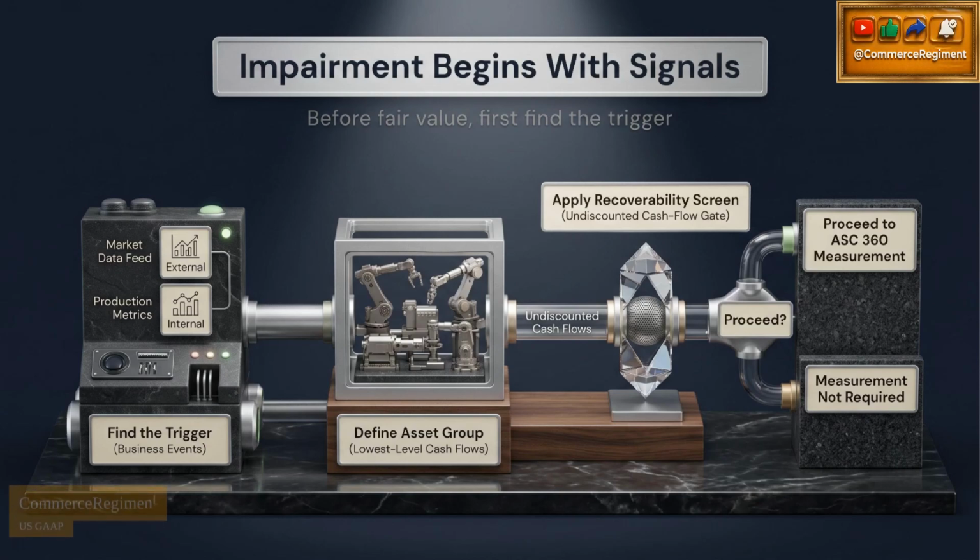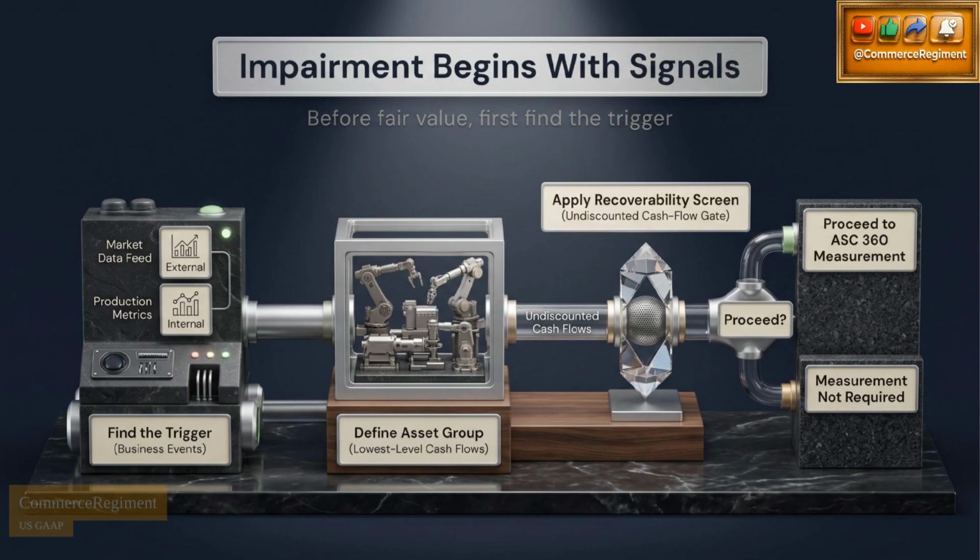Alright, dear students and scholars, in the last two videos, we built the property, plant, and equipment cost base and then allocated that cost through depreciation, depletion, and later cost analysis. Now we enter the impairment section of ASC 360. And here is the first important idea. Impairment does not begin with a calculator, it begins with a signal.